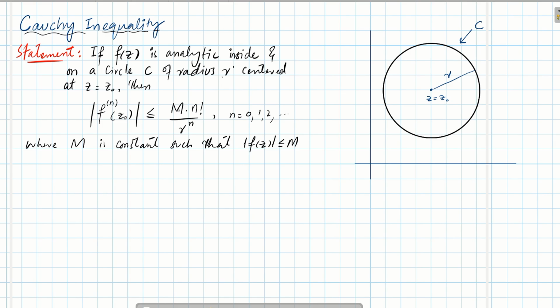और ये जो capital M है, this is basically a constant, और इसका मतलब ये है कि फंक्शन जो है वो आपका बाउंडेड है, ठीक है, because absolute of f of z is less than or equal to M. ओके, सो प्रूफ करते हैं अब इस थ्योरम को.